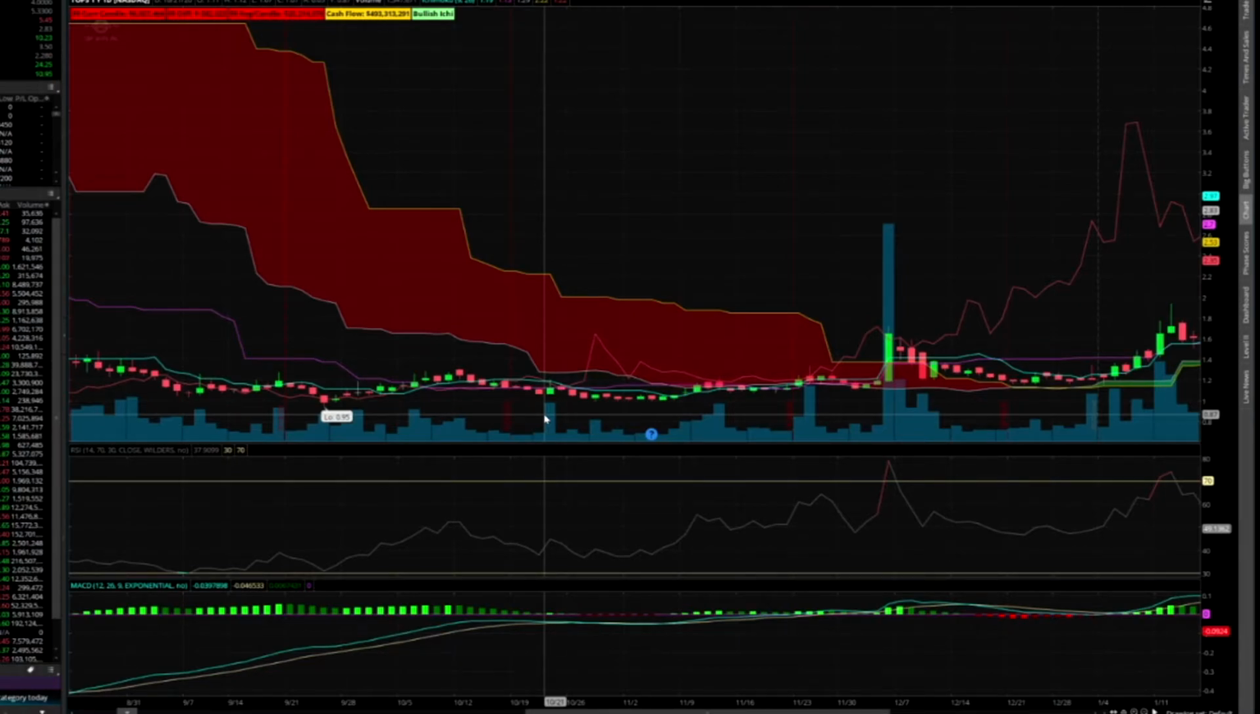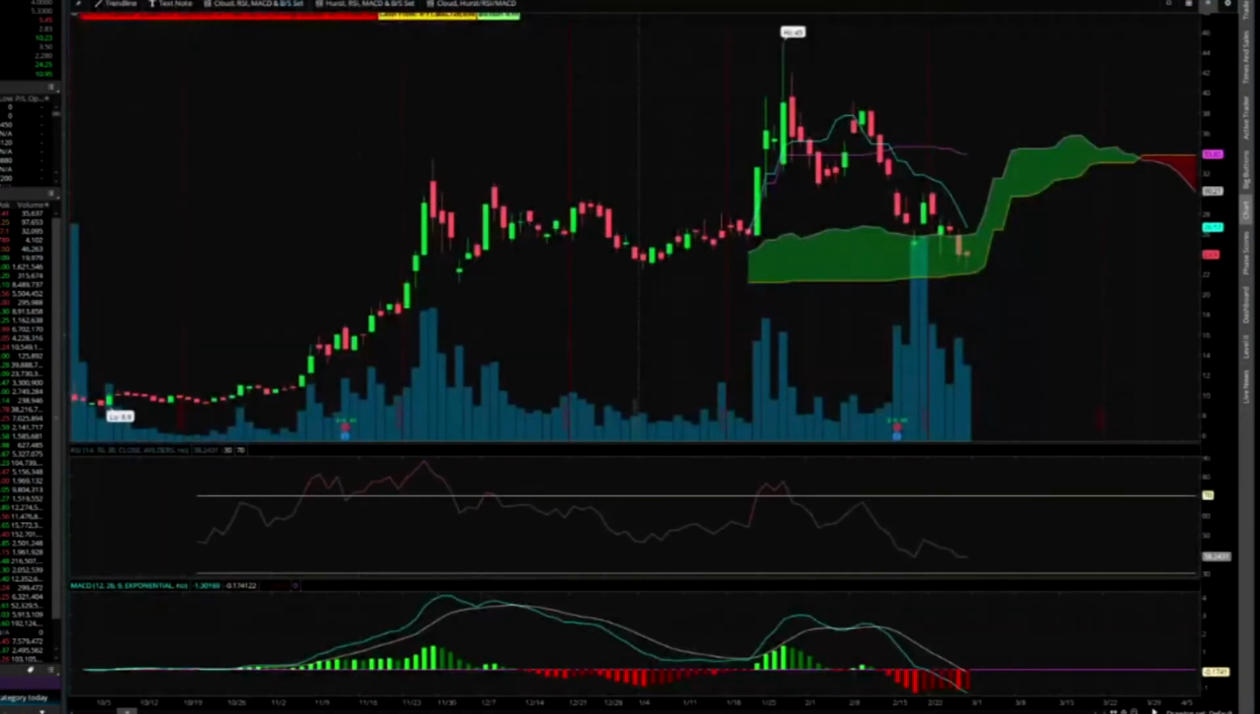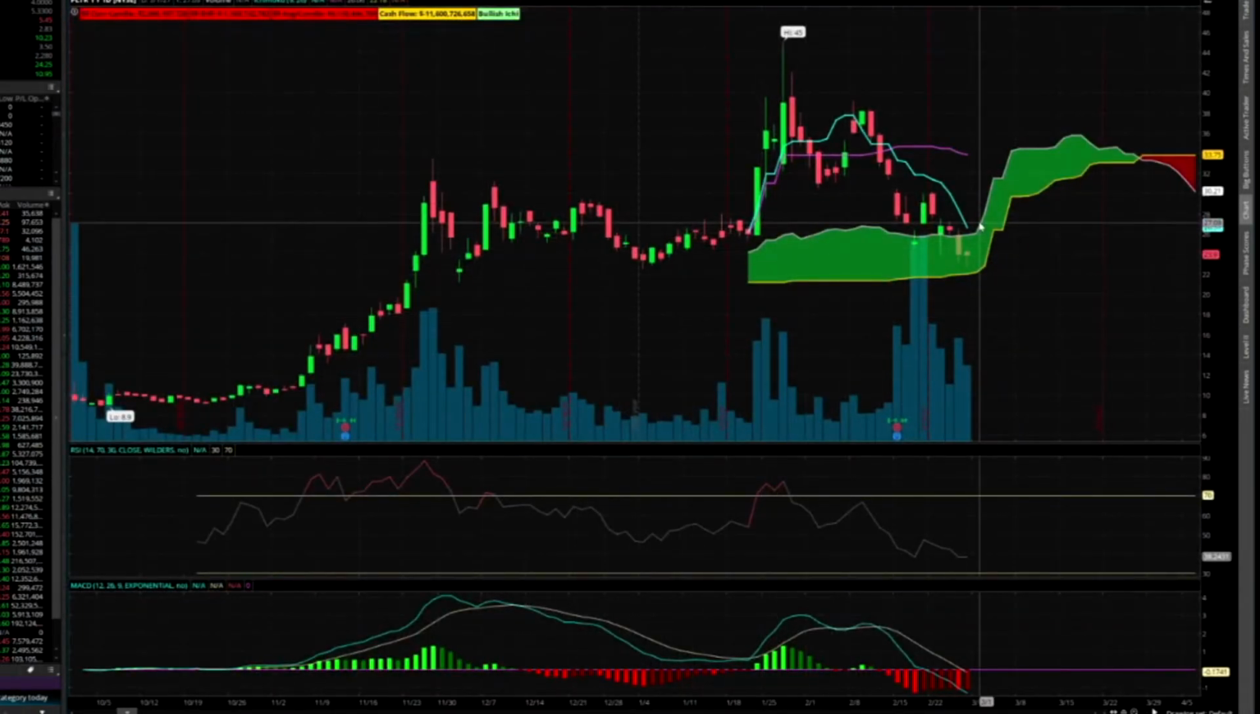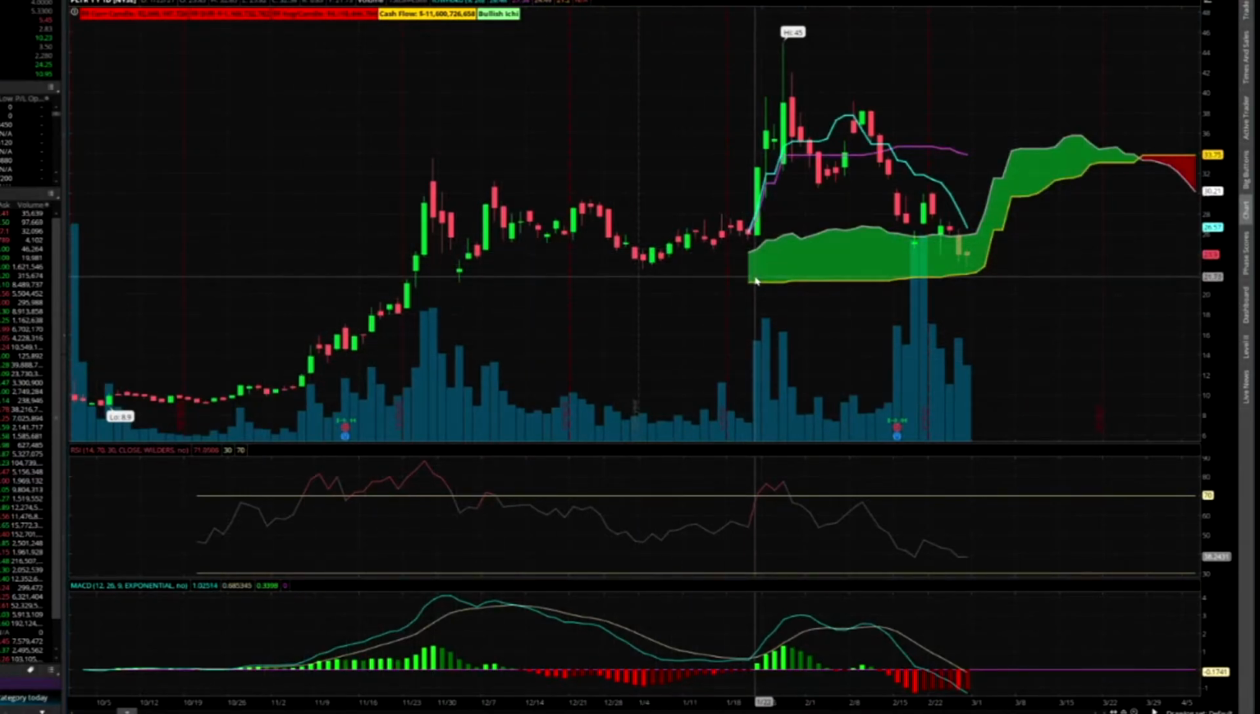Now, one of the weaknesses the Ichimoku cloud indicator has is that it requires historical data in order to chart out its support and resistance lines to give you buy and sell signals. So Palantir, for example, when it IPO'd, you'd have to wait up to 52 candles afterwards before you actually start getting data points that you can use to determine where support and resistance is.